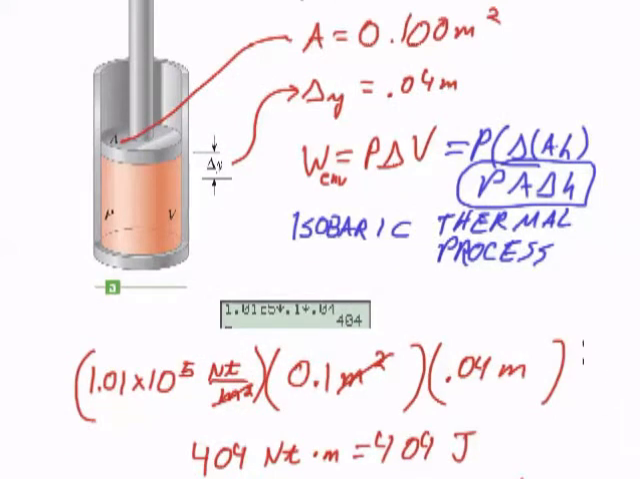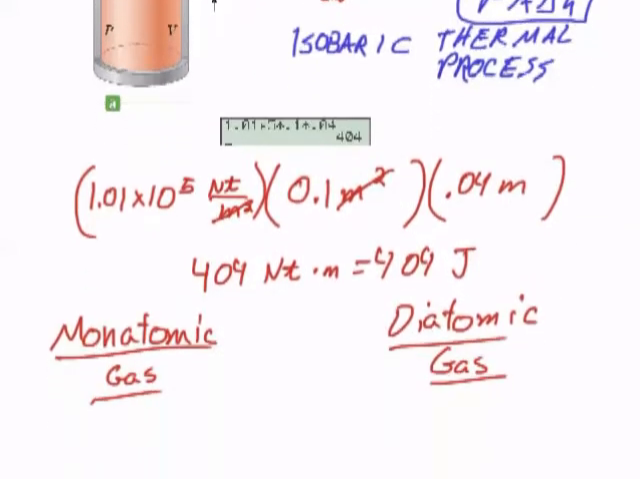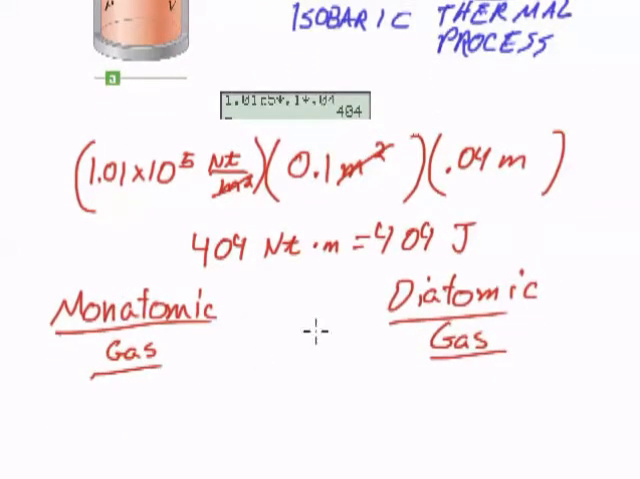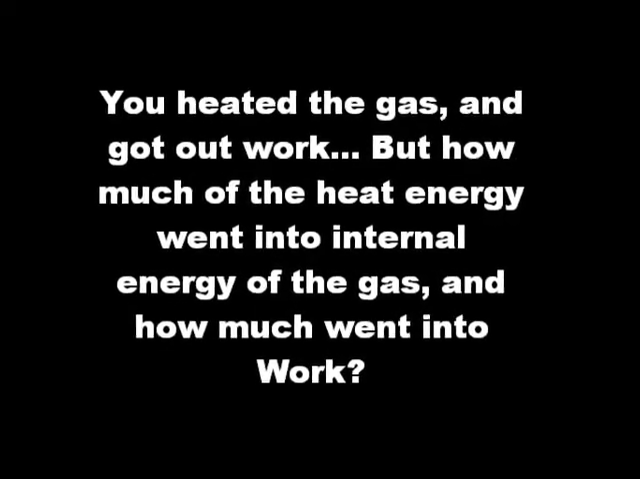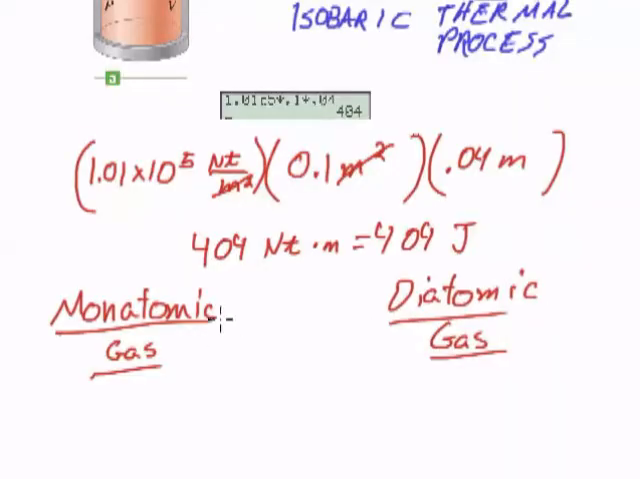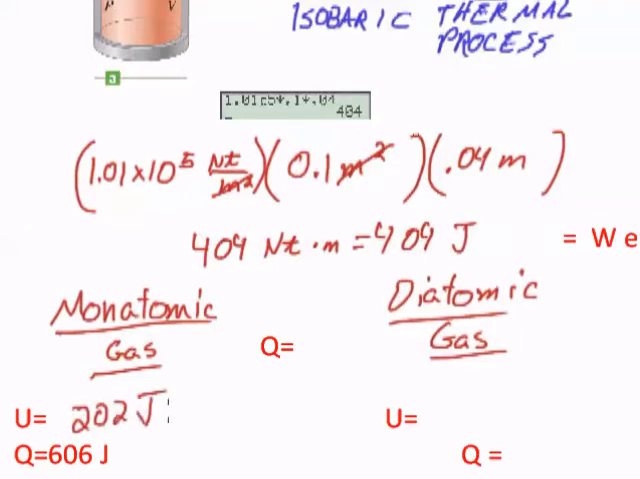Now there's another question that I'd like to revisit later, and that's how much energy must have been passed to that gas in heat. And that would depend on one thing, on whether it's a monatomic gas or a diatomic gas. If that's a monatomic gas, then there would be 202 joules in the form of the heat transferred into the gas.